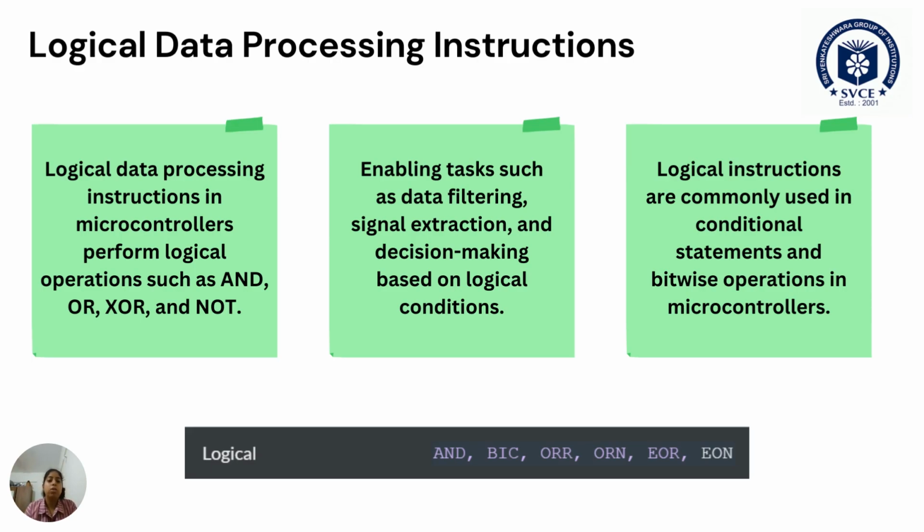A few examples of such instructions are AND, BIC, ORR, ORN, EOR, EON. AND stands for logical bitwise AND of two 32-bit values. BIC stands for logical bit clear. ORR stands for logical bitwise OR of two 32-bit values. And EOR stands for logical exclusive OR of two 32-bit values.